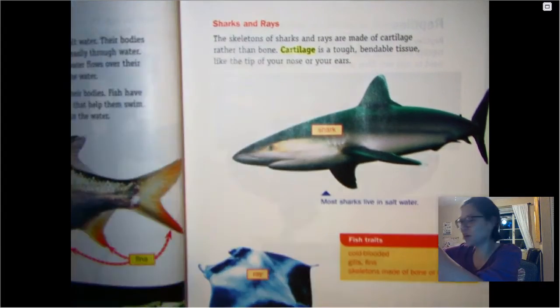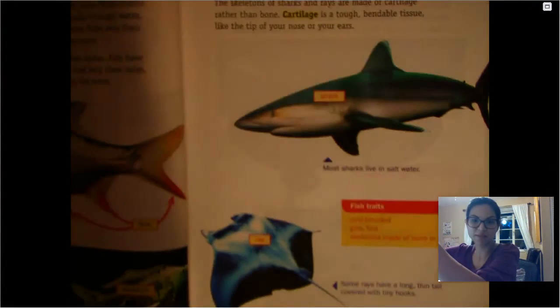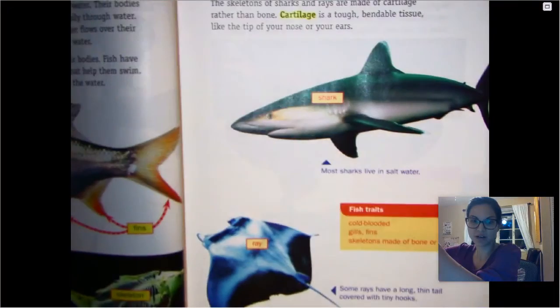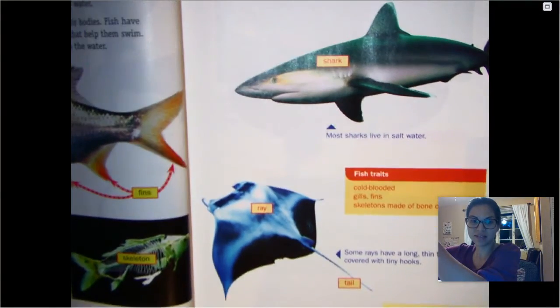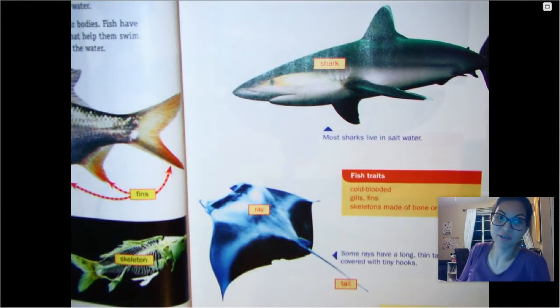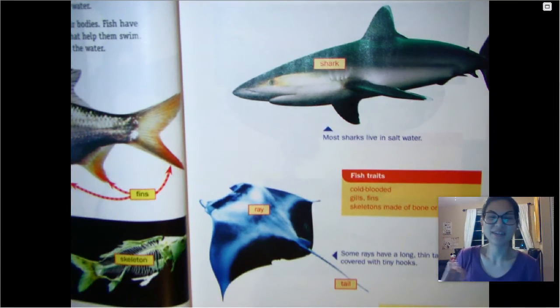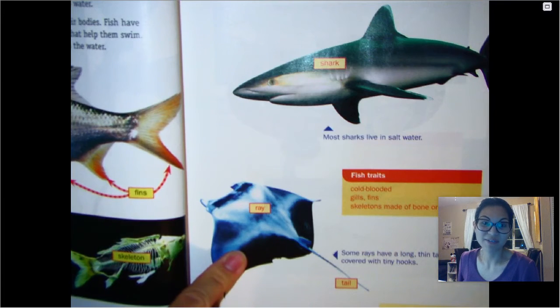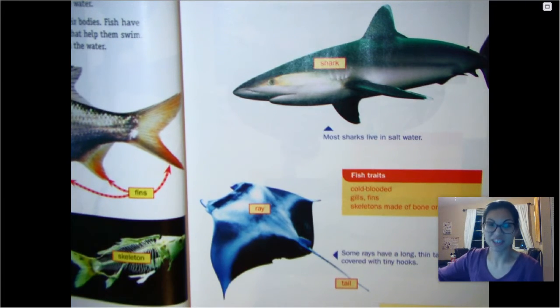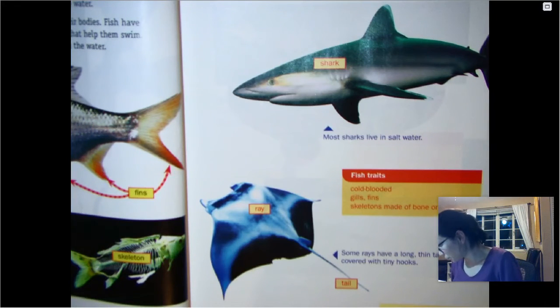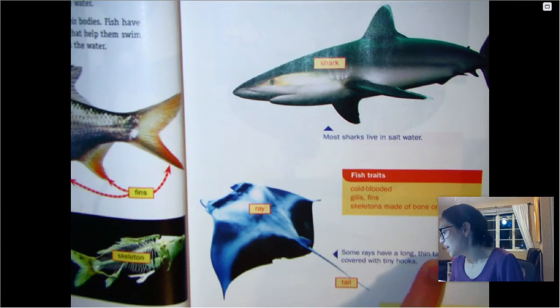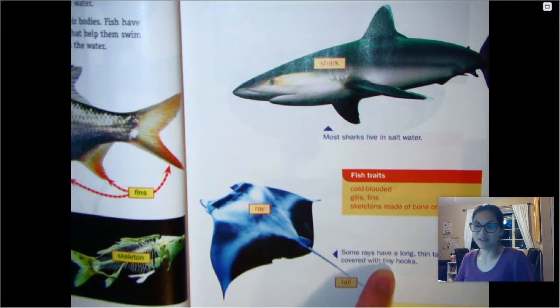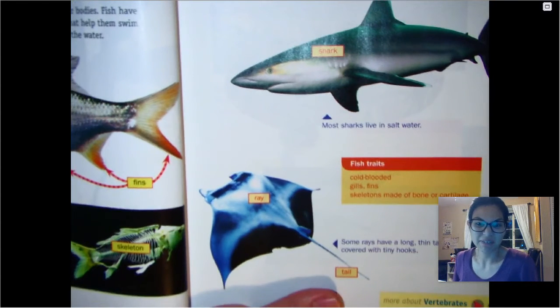Most sharks live in salt water. That's what the caption says. Oh, here's our image of a shark. And then we also have a stingray. How many of you have been to the aquarium in Tampa? And I know Clearwater has a pretty neat aquarium. It's really neat because they usually have stingrays, right? Or at SeaWorld, you can actually touch a stingray. They have a neat little area to do that, okay? All right, some rays have a long, thin tail covered with tiny hooks. So you want to be careful of that.